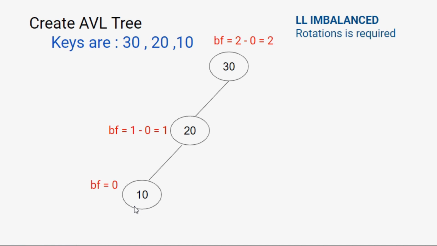So that means we need a rotation. How can we rotate that? Simple. You need not perform many such things. Just rotate 20 upwards and pull 30 downwards. When we pull 30 downwards and push 20 upwards, the tree will become balanced. So let's have a look at that. Pull 30 downwards and push 20 upwards.